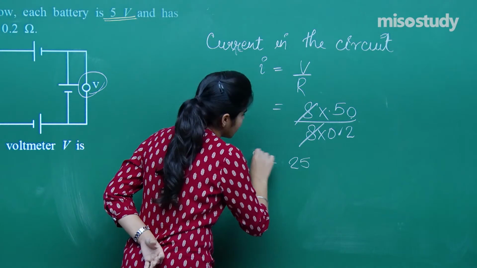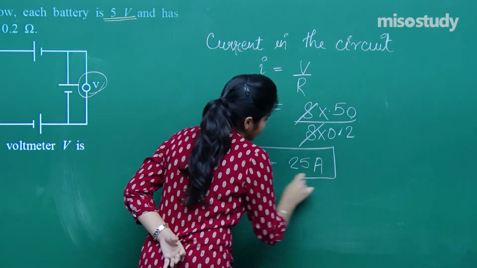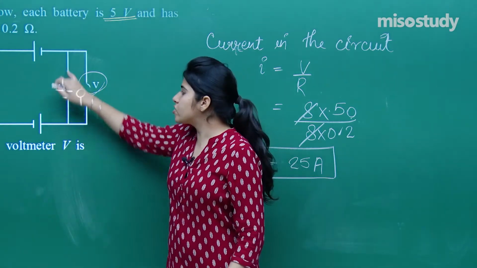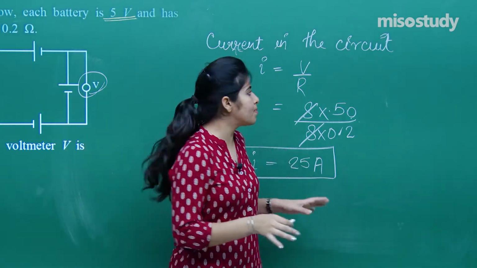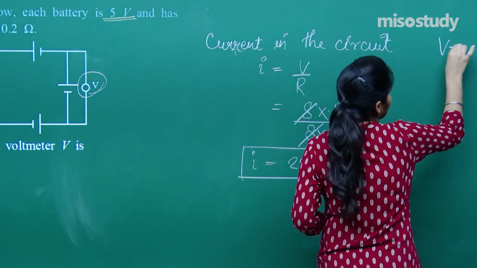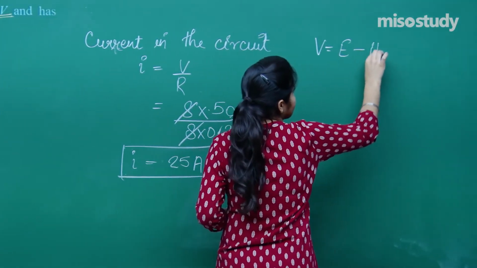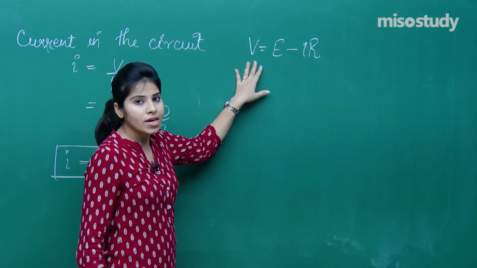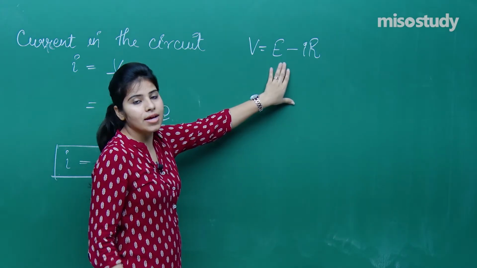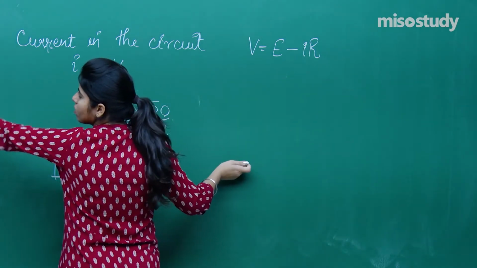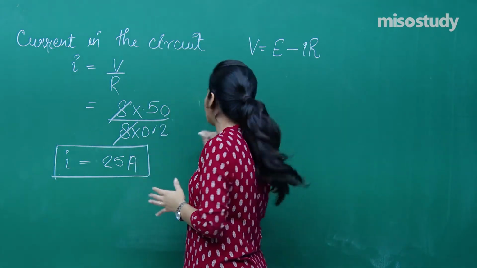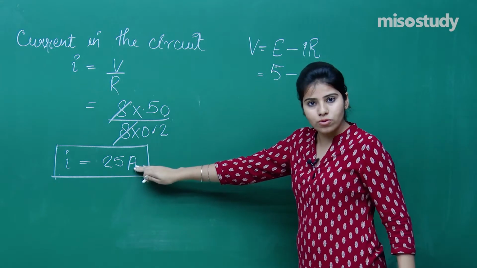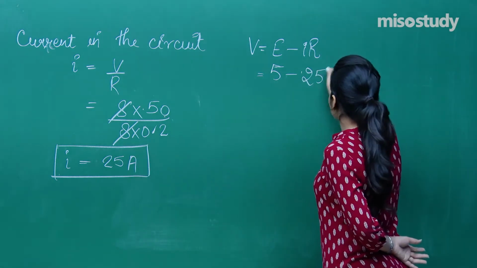I has come out to be 25 ampere. This is the current in the circuit. Now, because I have to find out the terminal potential difference, I am going to apply one formula over here. And this formula is V equals E minus IR. Right? Now, I know the EMF has been given as 5 volt. Here you can see all the EMF has been given as 5 volt. So, just apply this: 5 minus I, your I is 25, into R.